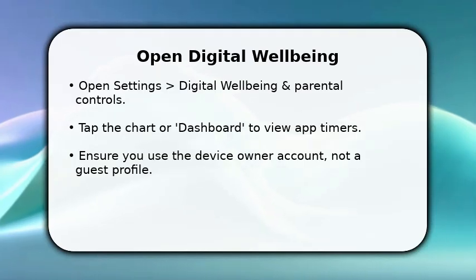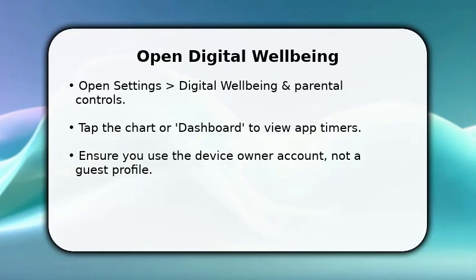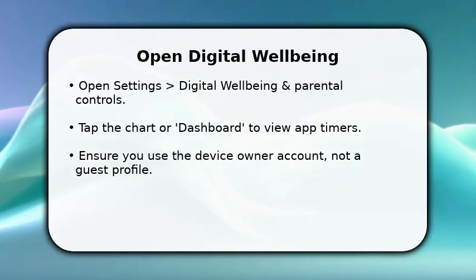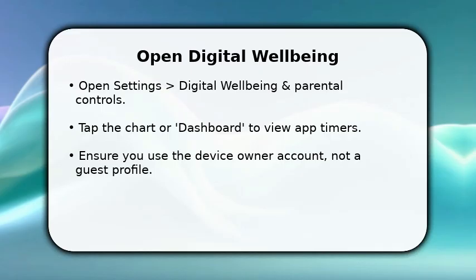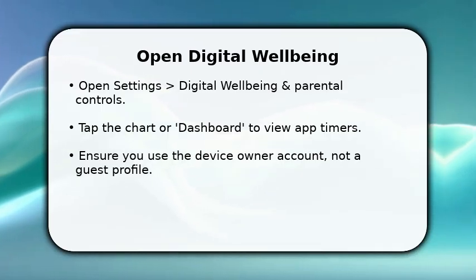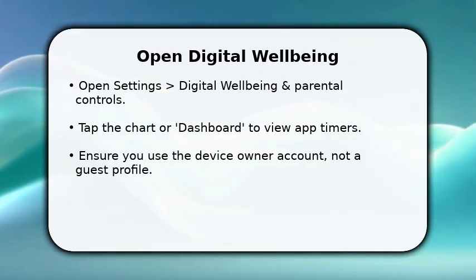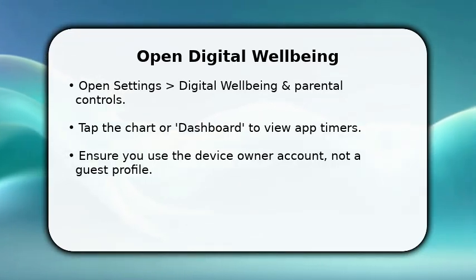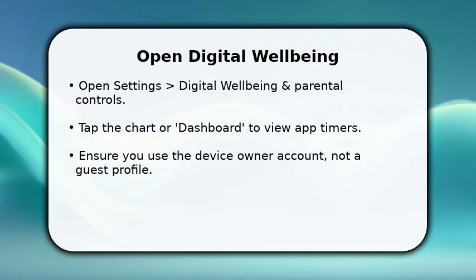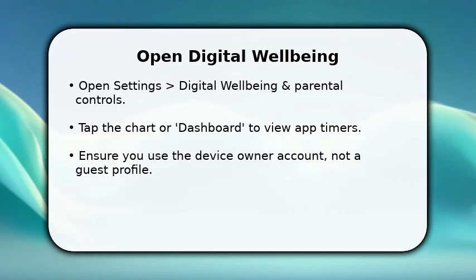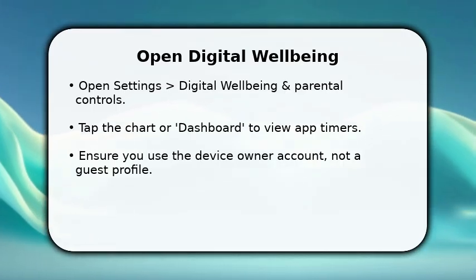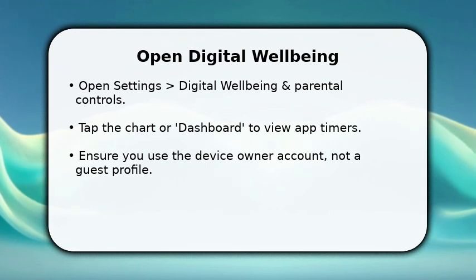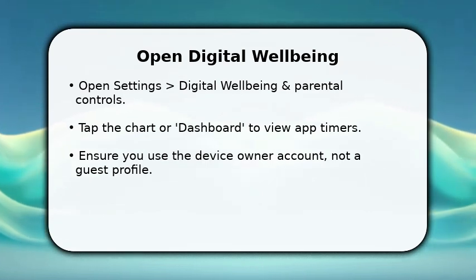You begin by opening Settings and tapping Digital Wellbeing and Parental Controls. This is where app timers live. Once the dashboard loads, tap the usage chart or the dashboard entry to list apps with limits. Make sure you are on the primary device account because guest or secondary profiles often hide timer controls. If you already have a screen lock or parental control set, unlock those prompts now so you can edit timers. Proceed when you see the app list and timer icons next to each app name.